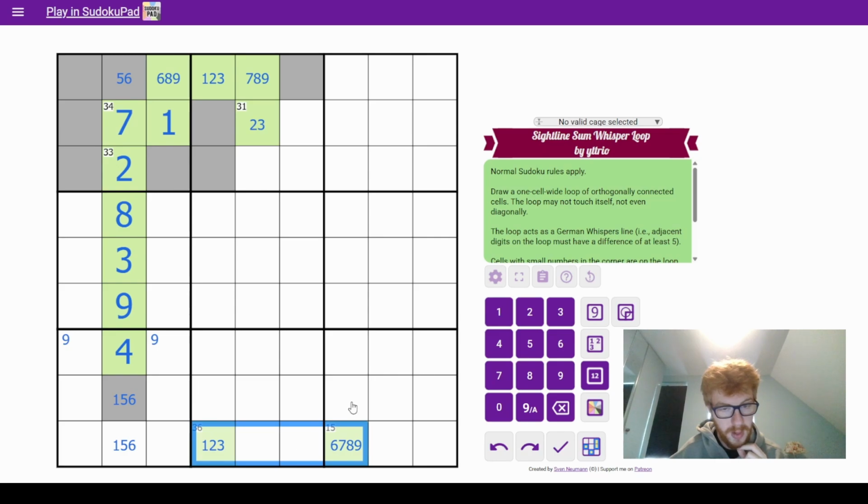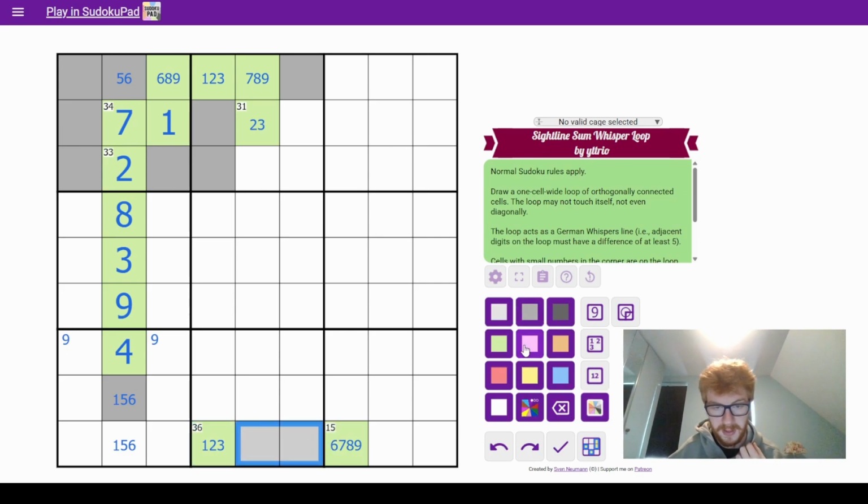So we would have 1, 1, 1, 1, 6, which is 8. Plus 7 is already 15, and then that has a 2, so that's 17. So these don't see each other. So there's a wall somewhere between here. So either that's a wall or that's a wall. I'm going to highlight that for a second.